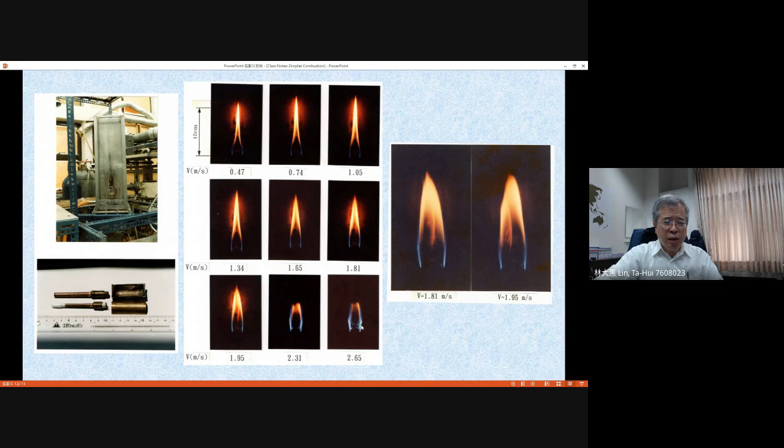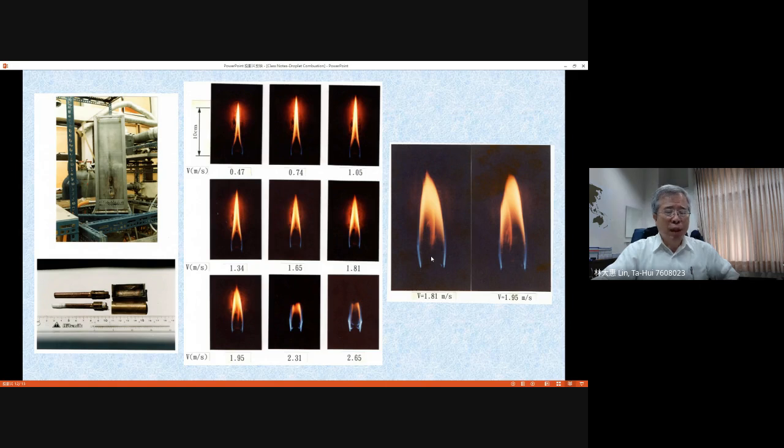In this sense, since the center flame has already disappeared, there is a hole allowing the air to come in. Then you can see the yellow color is completely diminished for the case of 2.65 meters per second. This experiment gives you some observation of the possibility of a recirculation zone existing in the downstream of your diffusion flame. And this is a very nice experiment.